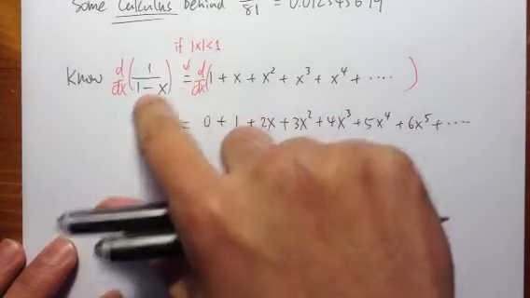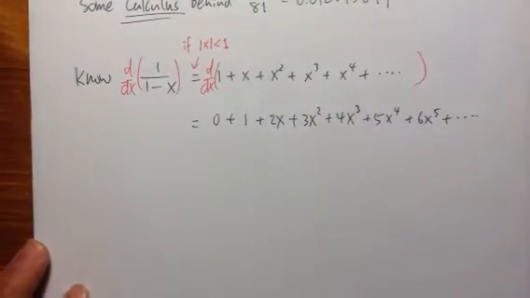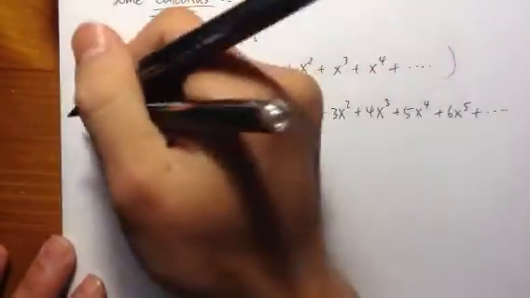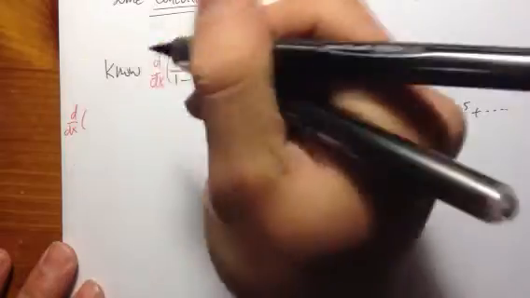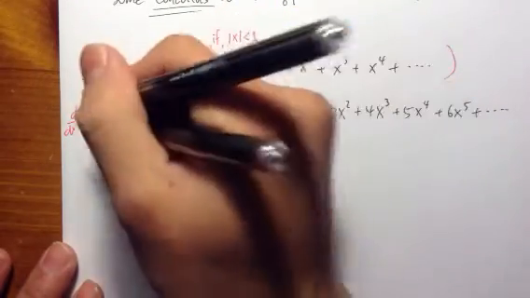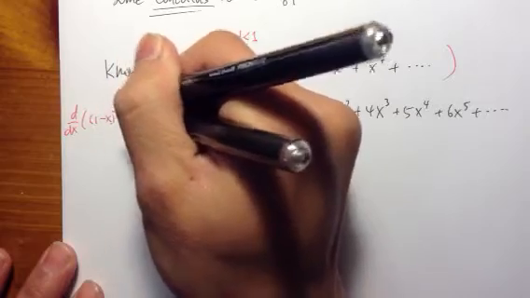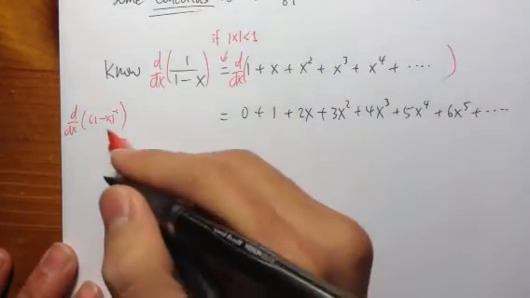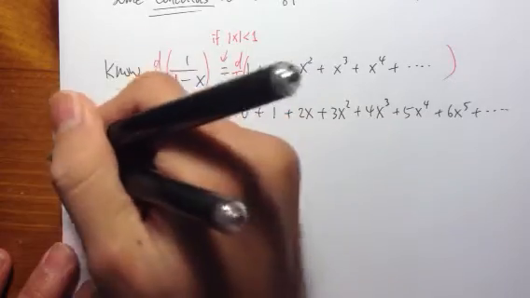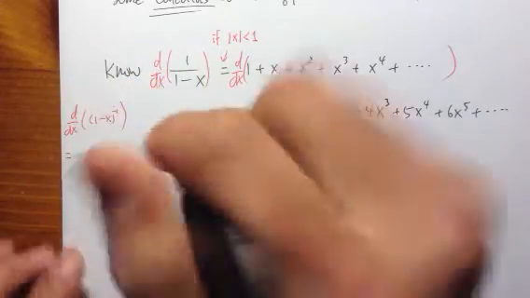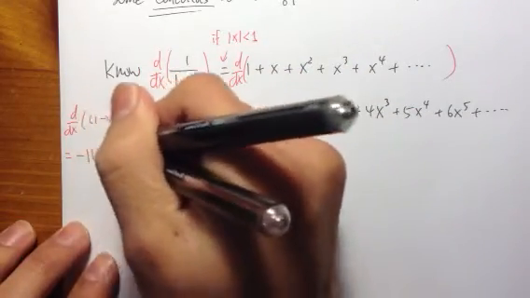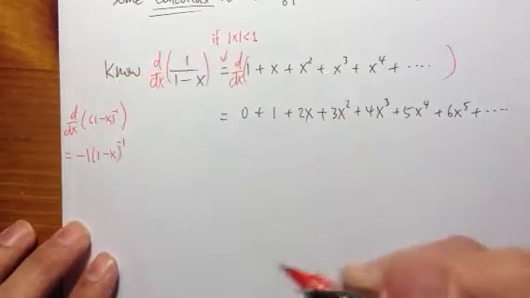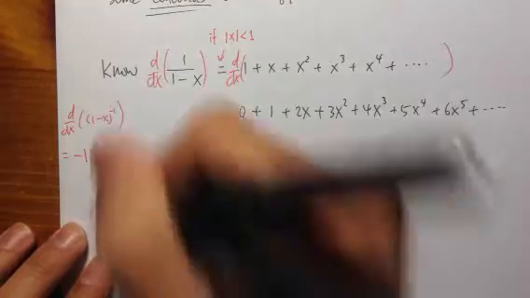And what's the derivative of 1 over 1 minus x? Let's do that on the side. We can write 1 over 1 minus x as (1 minus x) to the negative 1 power. To take the derivative, you bring the exponent to the front, which gives negative 1, and the inside stays the same, 1 minus x. You subtract 1 from the power, and you multiply by the derivative of the inside.